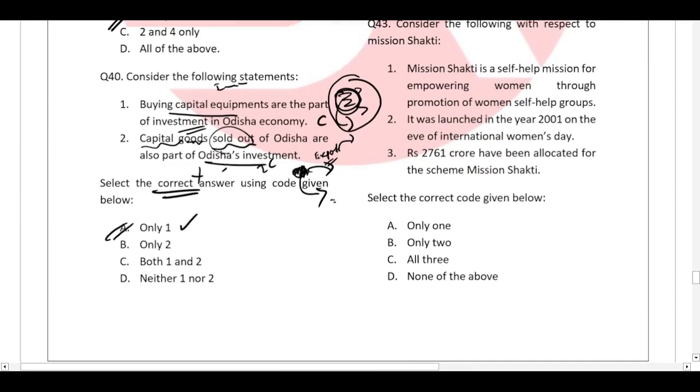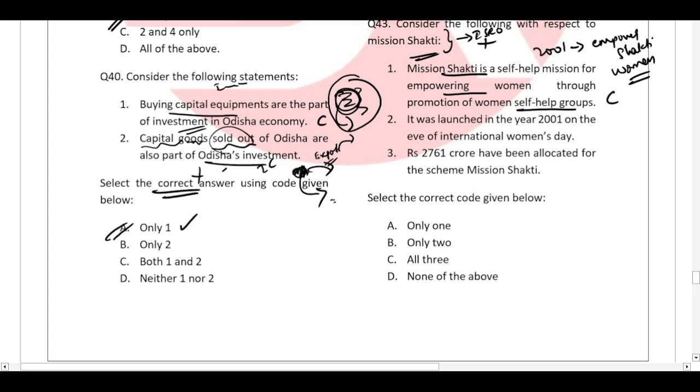Consider the following with respect to Mission Shakti. Don't confuse it with ISRO's Mission Shakti. Here we are talking about the Odisha government scheme Mission Shakti. So in 2001, the Chief Minister Naveen Patnaik launched Mission Shakti in Odisha to empower the women of Odisha. So this is talking about female empowerment. Mission Shakti is a self-help mission for empowering women through promotion of women self-help groups. So this is a correct statement.